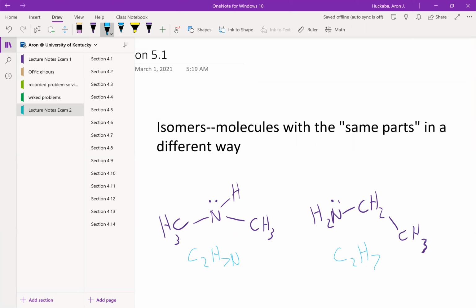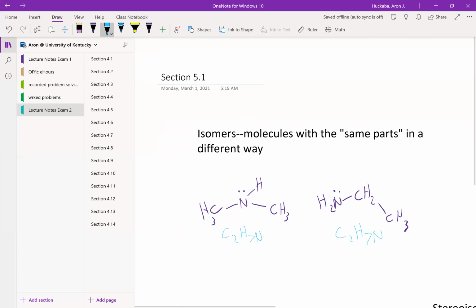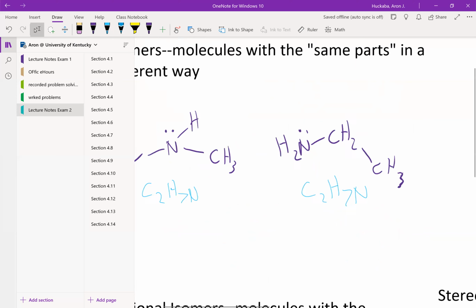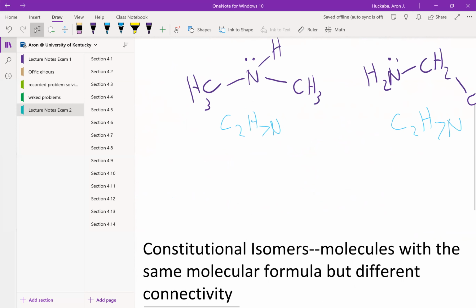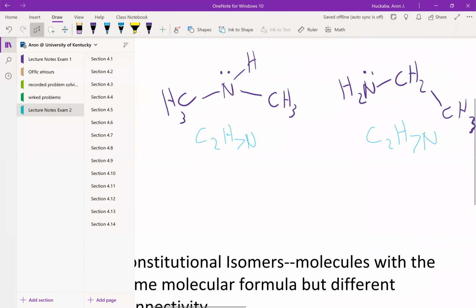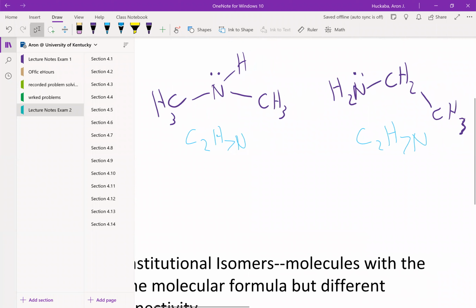And we said molecules that had the same molecular formula, but different ways of connecting the atoms in that molecular formula were called constitutional isomers. Exactly what we have here. Same molecular formula, different way of connecting those atoms.